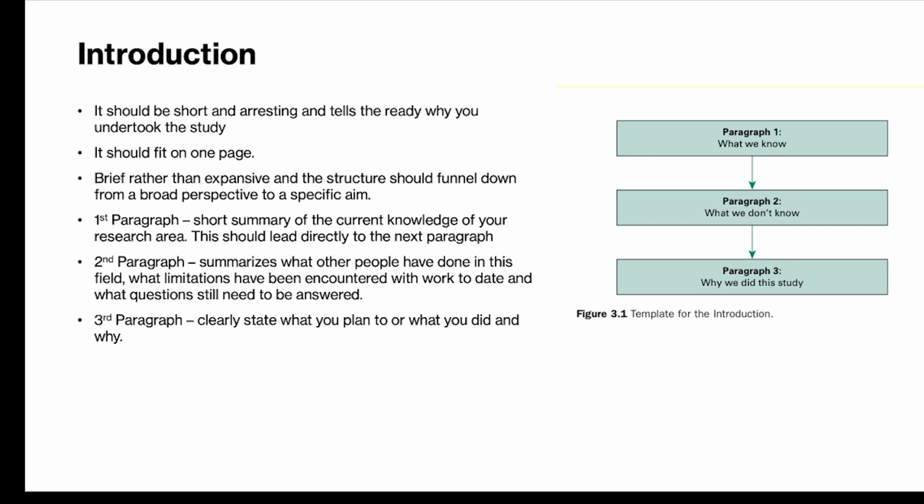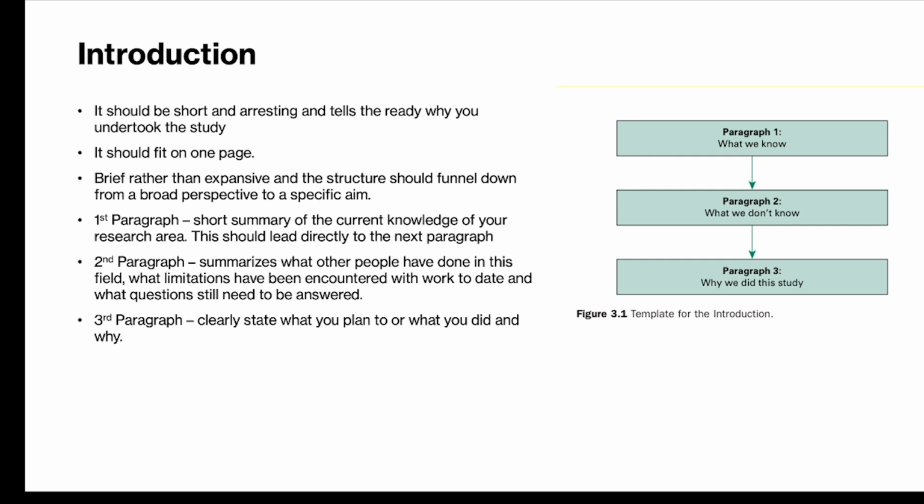It should be brief rather than expansive, and the structure should funnel down from a broad perspective to a specific aim. Now, we have here a suggestion as to the paragraphs that it should contain. The first paragraph should contain the summary of the current knowledge of your research area, and this should lead directly to the next paragraph. So basically, what do we write in the first paragraph?